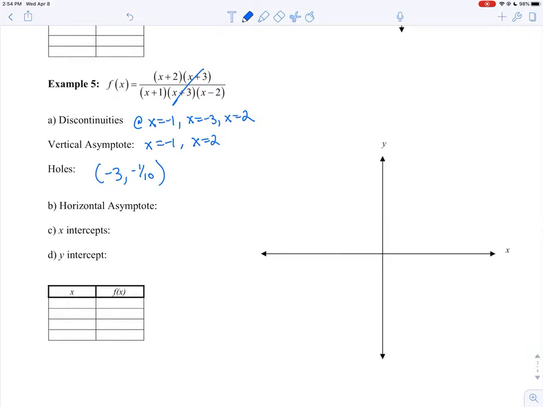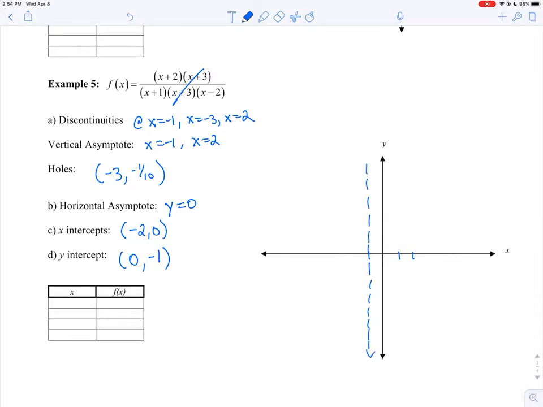The degree is larger in our denominator, so the horizontal asymptote is y equals 0. The x-intercept comes from the factors of our numerator, so (-2, 0). And if we set x equal to 0, we would get -1 out of that. So a whole lot of stuff here. Let's try to get my vertical asymptotes correct this time.